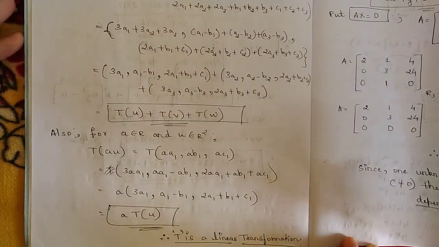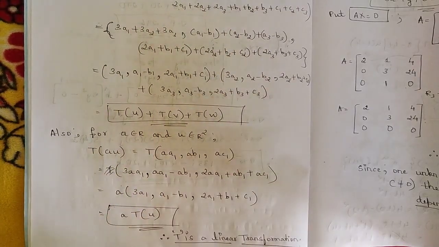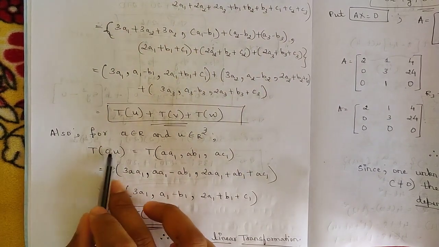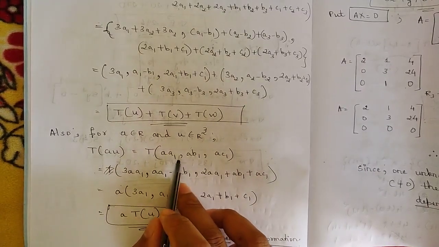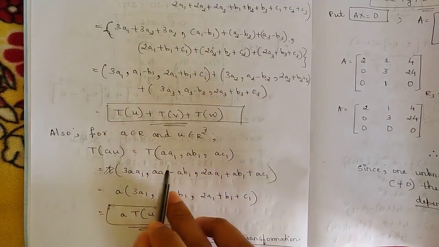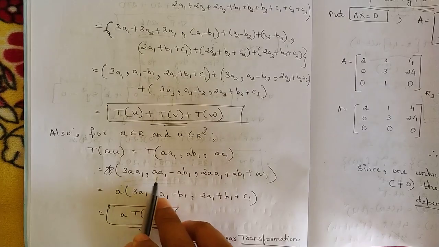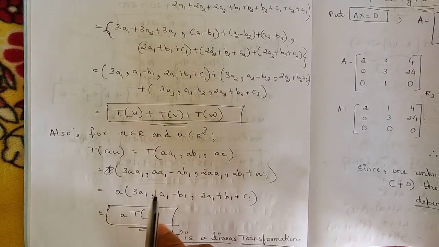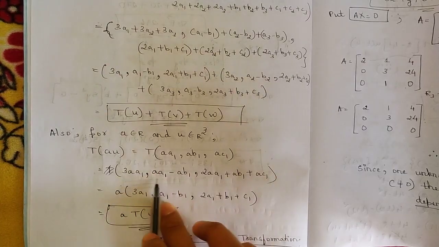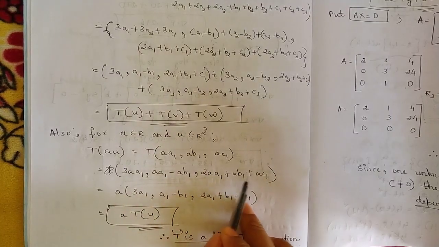So note it down. This is the second condition, that is, for A belonging to R and U belonging to R square. In this case it is R cube. So T of A into U, that is one A term will be getting multiplied, that would be equal to T of AA1 comma AB1 comma AC1. Here again with respect to the question, in all the terms the A term would be getting multiplied in every term. That's why we have written it as 3AA1 comma AA1 minus AB1 comma 2AA1 plus AB1 plus AC1.